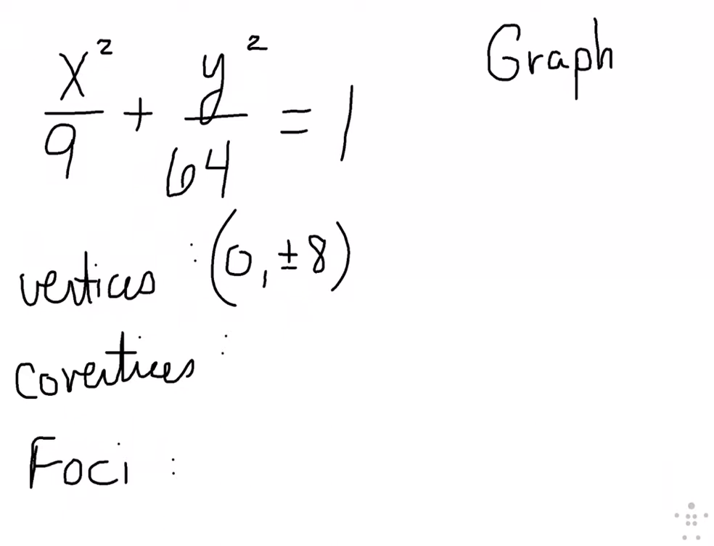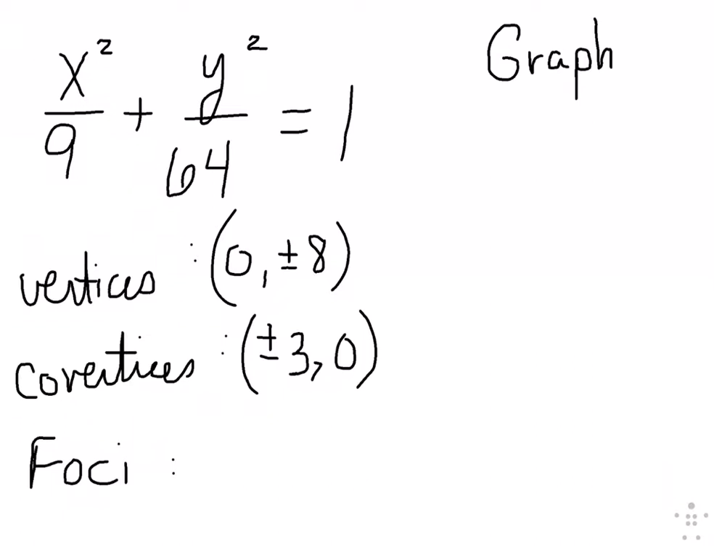The smaller of the two numbers, the 9, what's the square root of 9? Plus or minus 3. And those were underneath the x's, so I put them in the x spot. Again, the bigger of the two is going to be your vertices, and the smaller of the two will be your co-vertices. So again, to get the 8, or plus or minus 8, you square root 64. And to get plus or minus 3, you square root 9. Okay, is everybody okay with that?